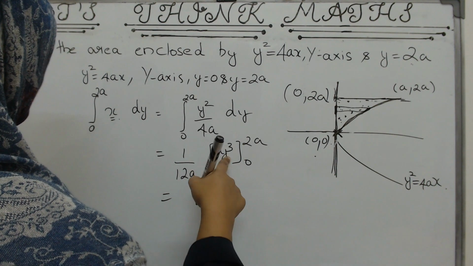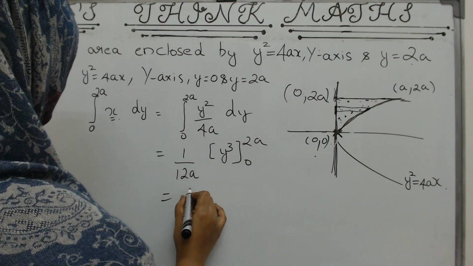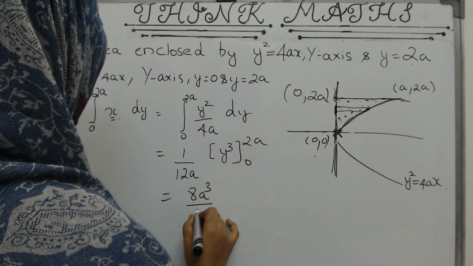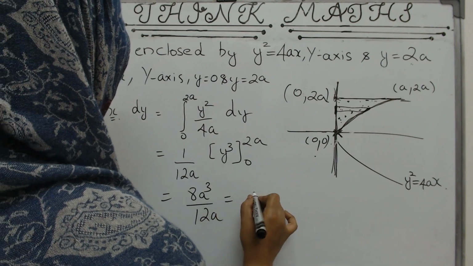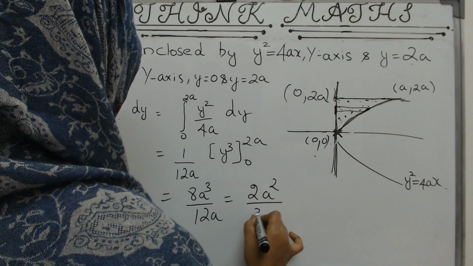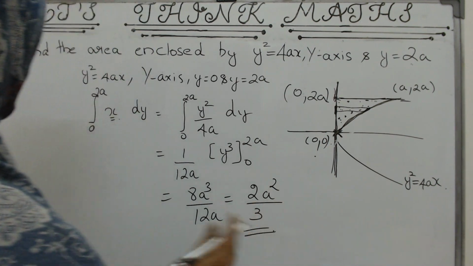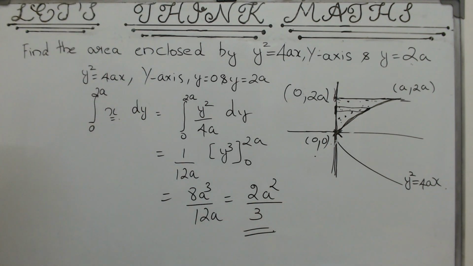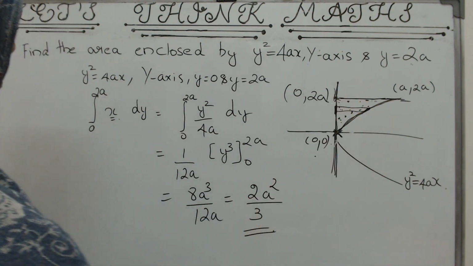The lower limit, when you substitute, the whole thing becomes 0. So you will get 8a cube by 12a. That will become, so this will be your answer, 2a square by 3.